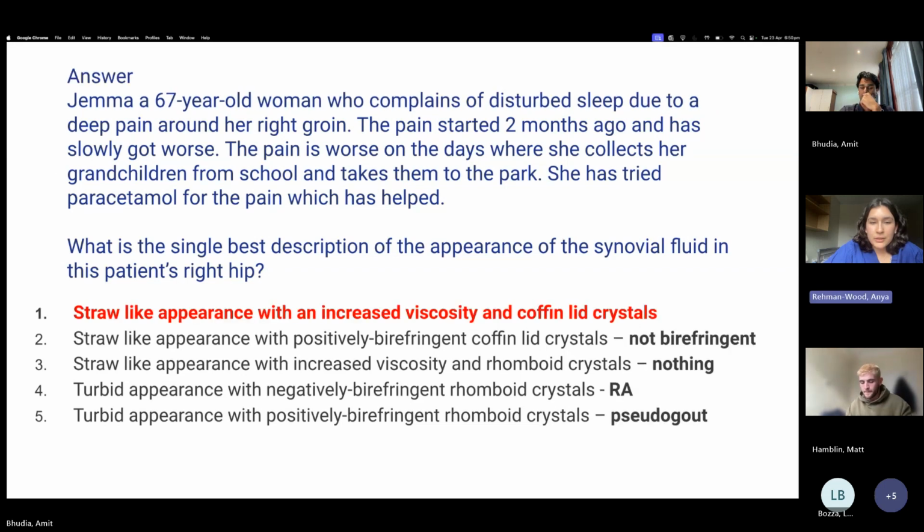So it's the first one. The stem is sort of leading you towards osteoarthritis, which has already been covered in quite a lot of detail, so we won't spend too long on it. I think this is quite a hard question. Can we move on to the next slide, please?